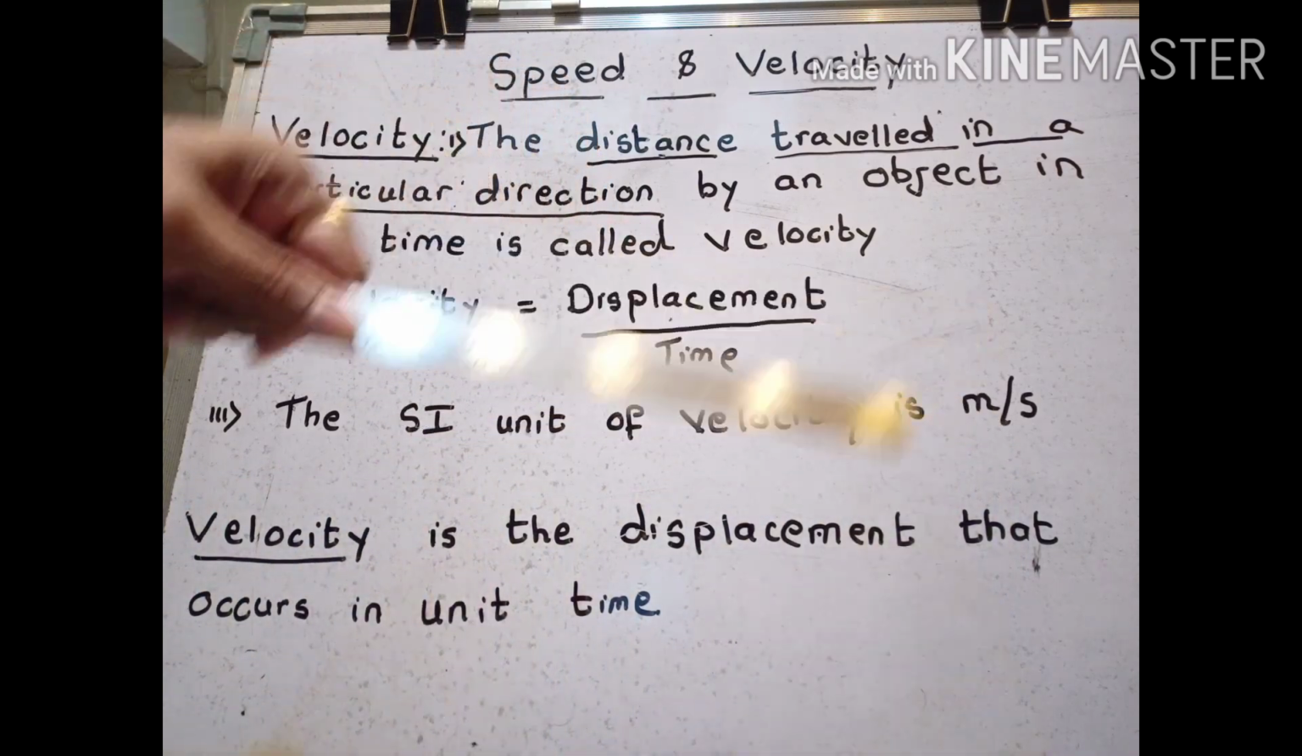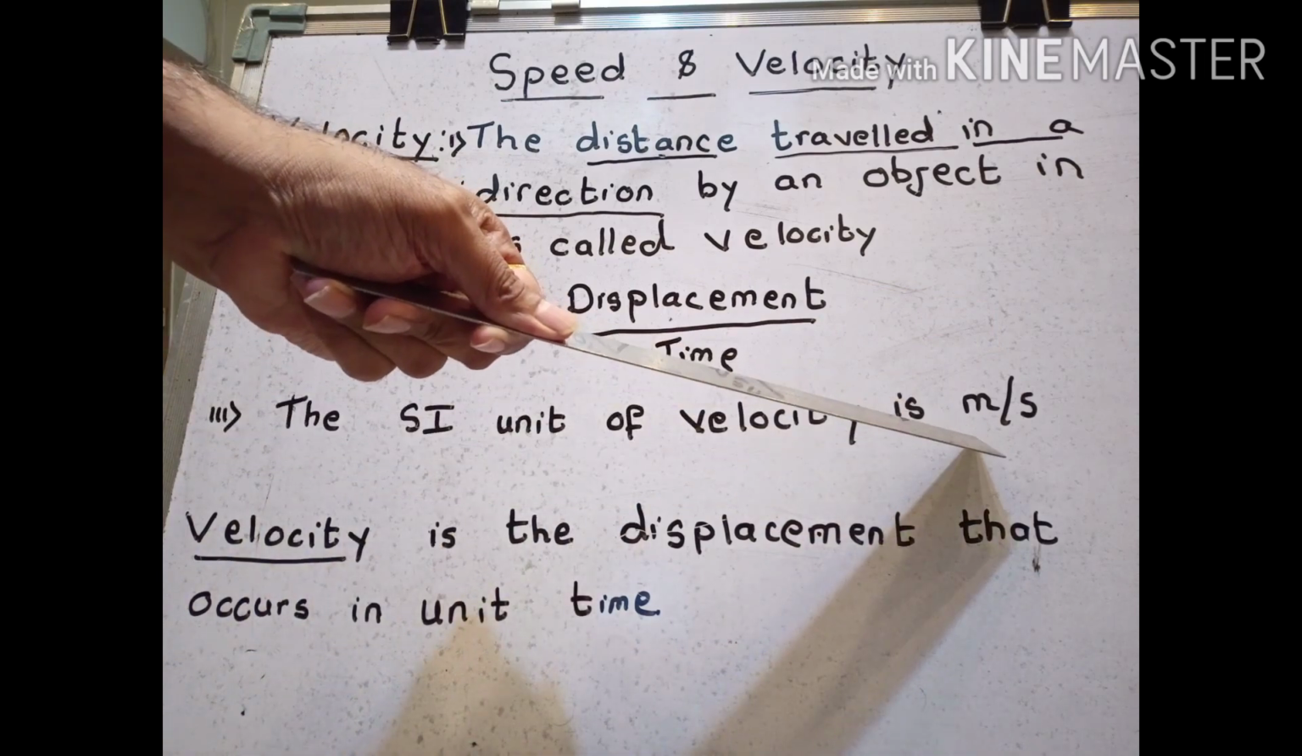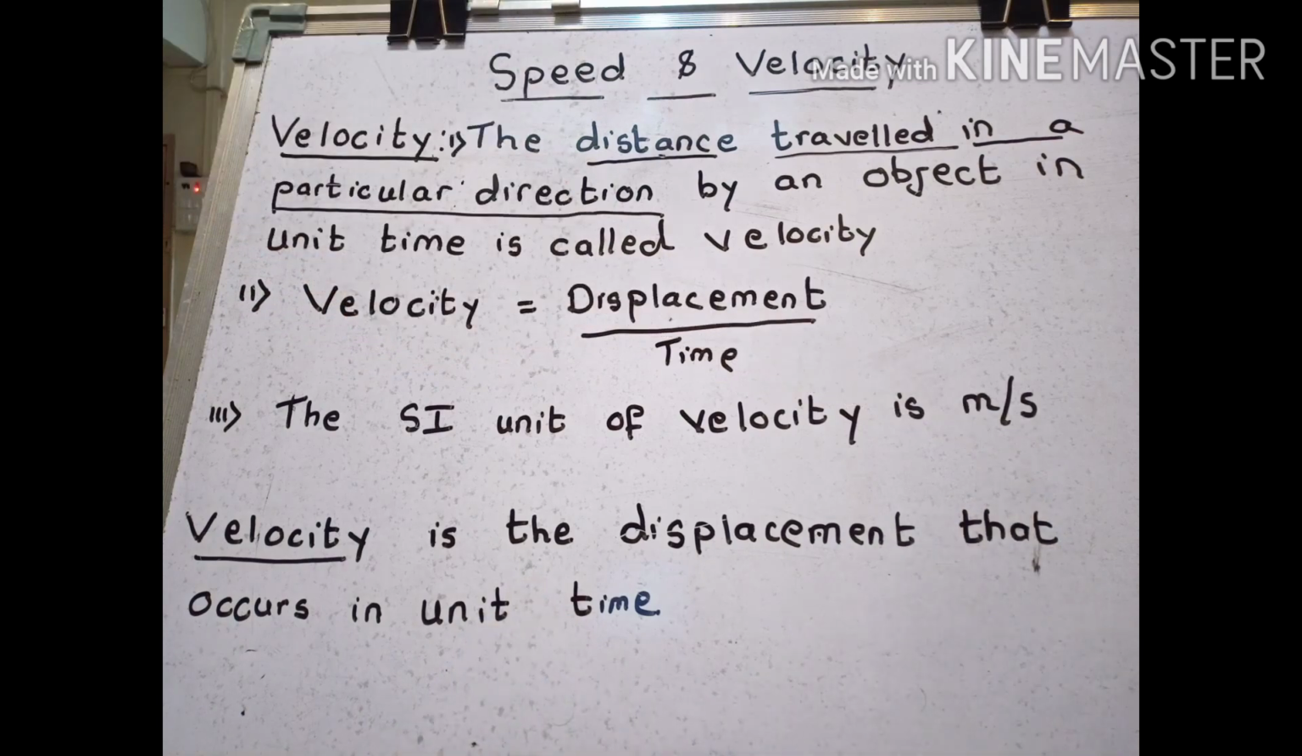If you want to write CGS also, you can write it here, but CGS will be centimeter per second, just as we saw in speed. We will discuss a few more points related to velocity and speed. You have already seen the difference in the definition. Speed is talking about the distance covered in unit time, and velocity is talking about the displacement being covered in unit time, right?